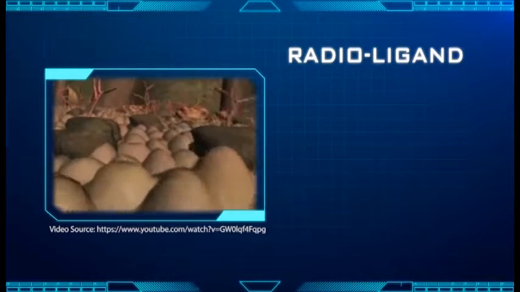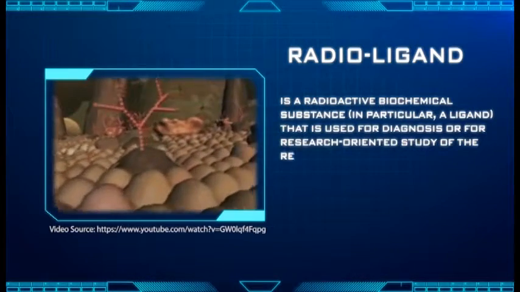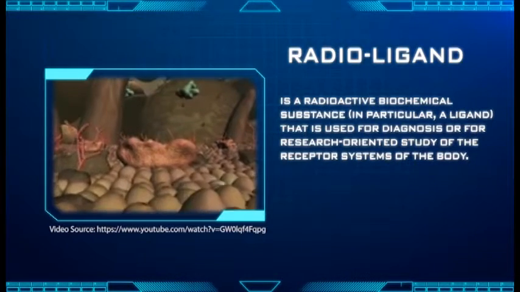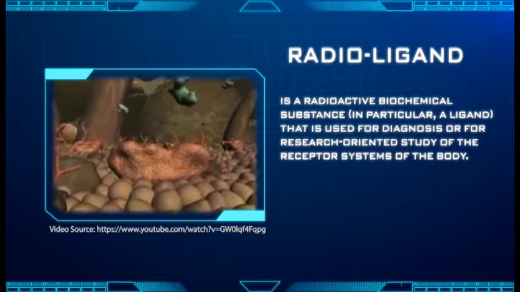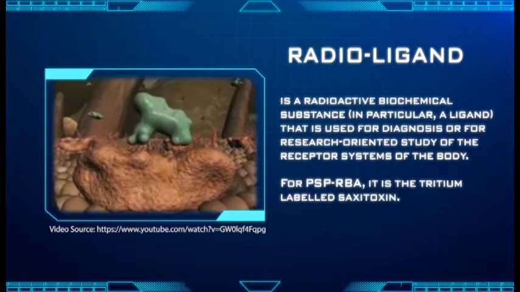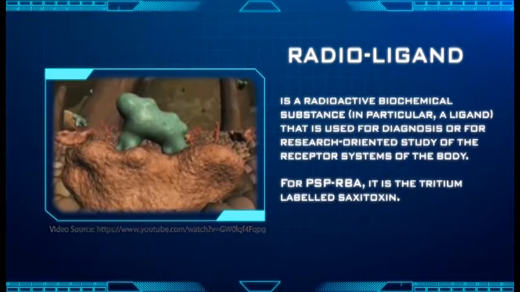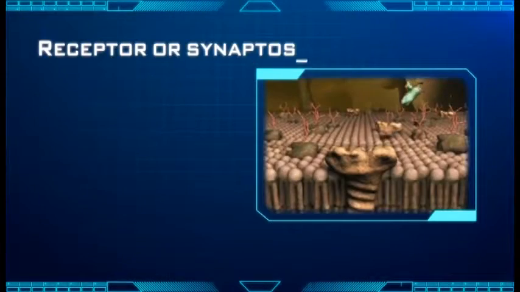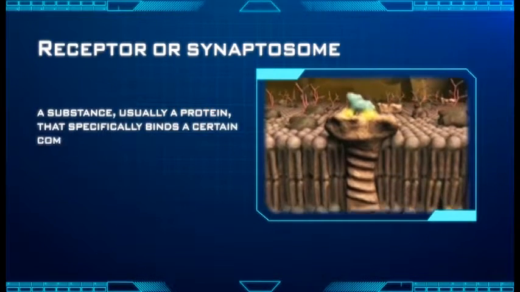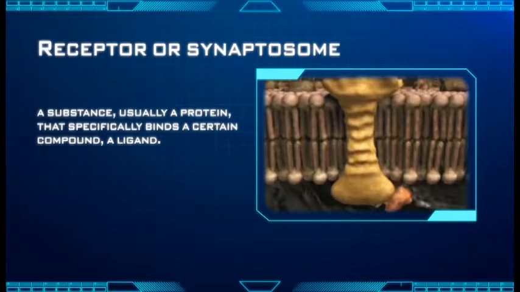Radioligand is a radioactive biochemical substance, in particular a ligand, that is used for diagnosis or for research-oriented study of the receptor systems of the body. For PSP-RBA, it is the tritium-labeled saxitoxin. Receptor or synaptosome, a substance, usually a protein, that specifically binds a certain compound, a ligand.